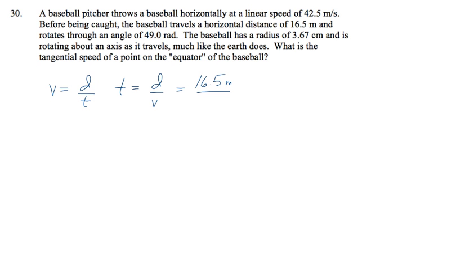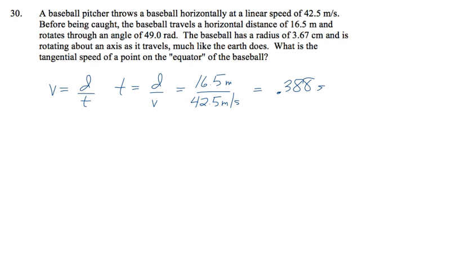And the speed of the ball certainly determines how long it's going to take to get there. So the speed of the ball is 42.5 meters per second. And notice the meters will cancel out. I'll be left with seconds in the denominator of the denominator, and that's going to get me my time. And what do I get for that? What's my time? 0.388 seconds. So there's my time.